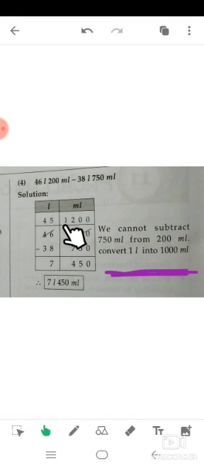So here it is easier to subtract. 1200 subtracted by 750, the value is 450. Now 45 is subtracted by 38. Take 15 subtracted by 8, the answer is 7. 3 subtracted by 3 is 0. Therefore the answer is 7 liter and 450 ml.